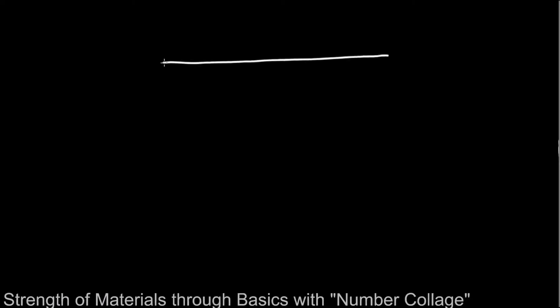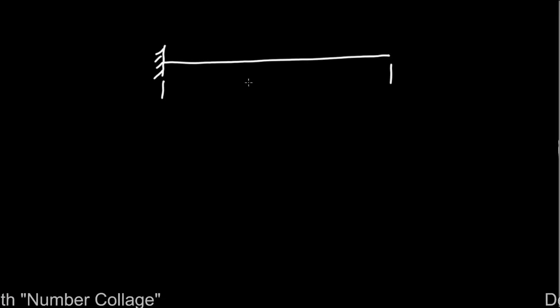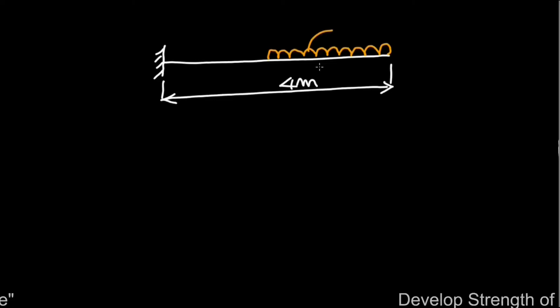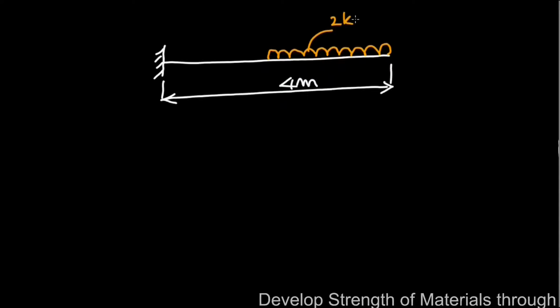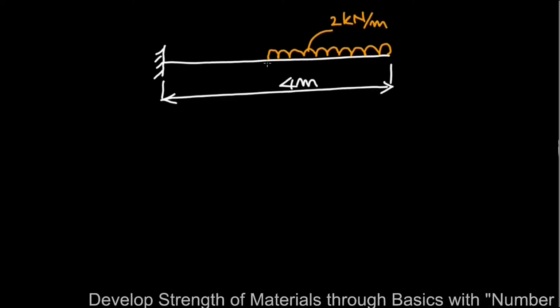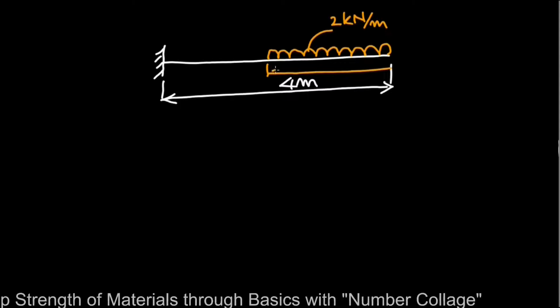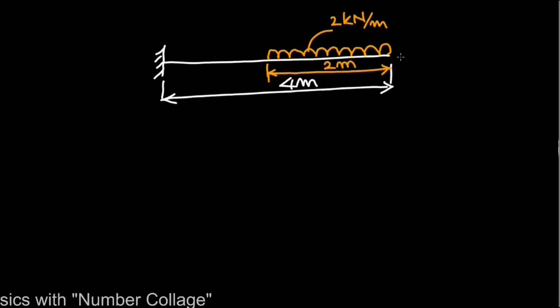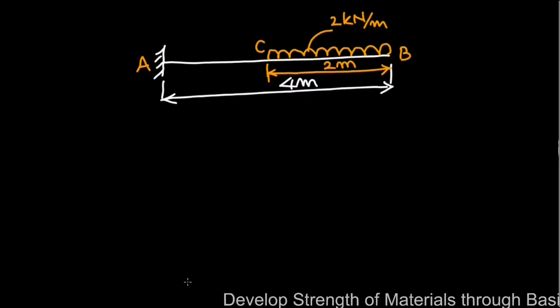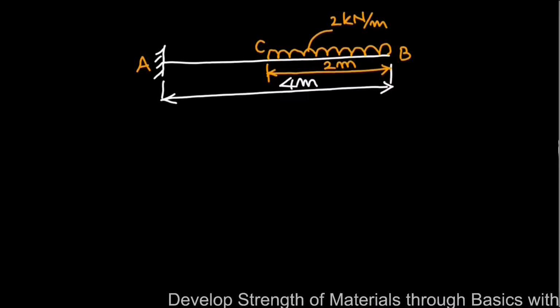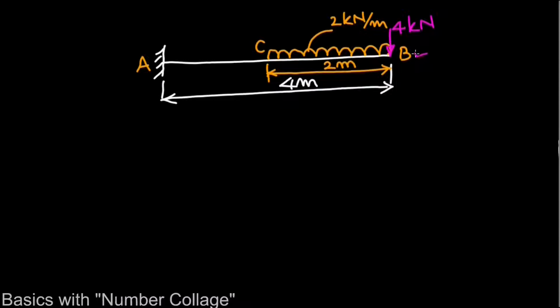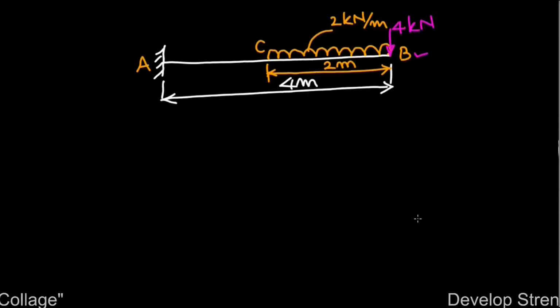A cantilever beam of span 4 meter carries UDL of 2 kilonewton per meter over a span of 2 meter from the free end B and a point load of 4 kilonewton at the free end B. We have to draw the shear force and bending moment diagram.